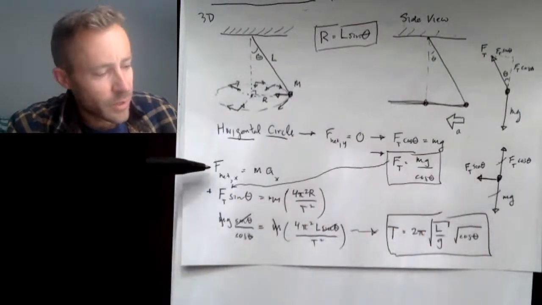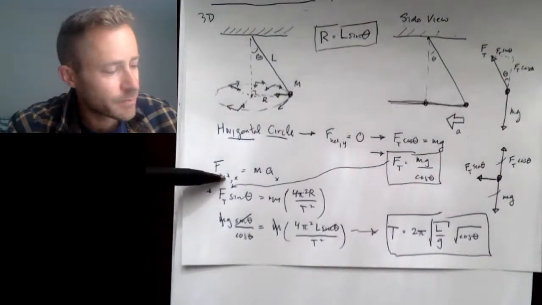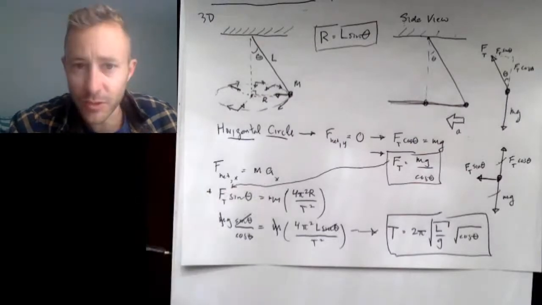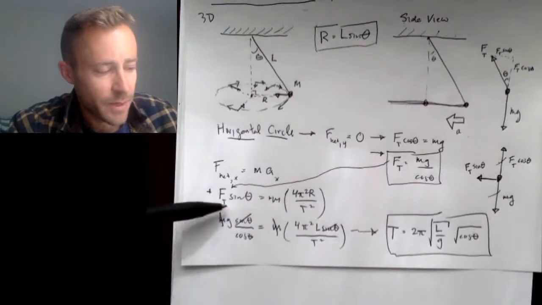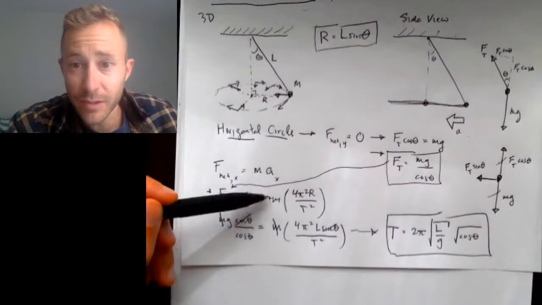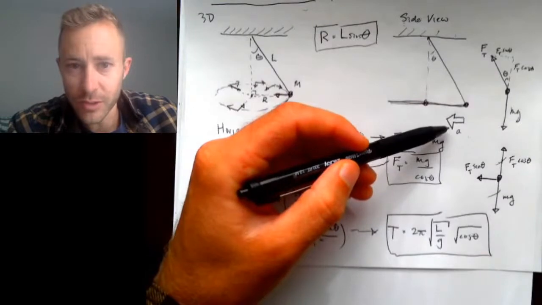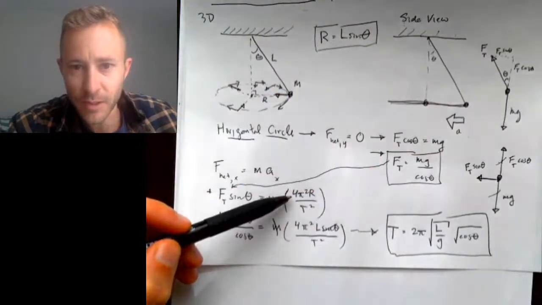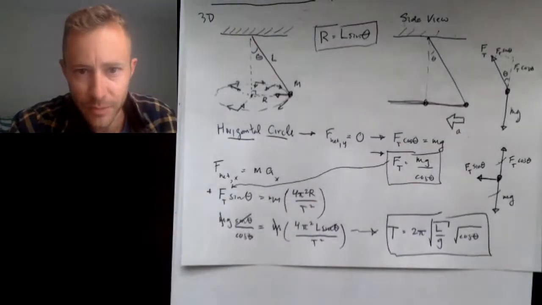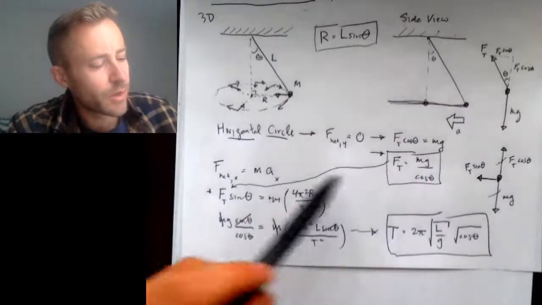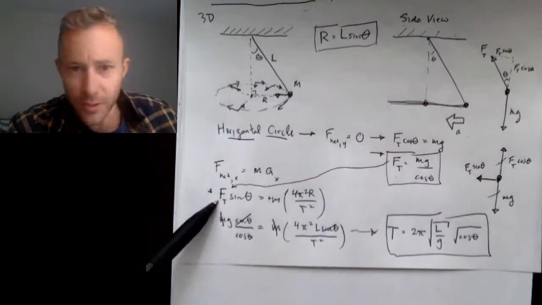So what I've done over here is I've set up Newton's second law in the x direction, and it's equal to m times the acceleration in the x direction, and I've plugged in F sub t sine of theta. That equals m times the acceleration. It's moving in a horizontal circle, so that horizontal acceleration is the centripetal acceleration. That's why I plugged in 4 pi squared r over period squared for the acceleration. Then I took this equation for tension and plugged it in right there for tension.